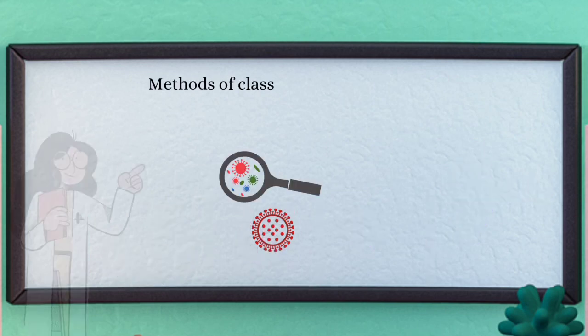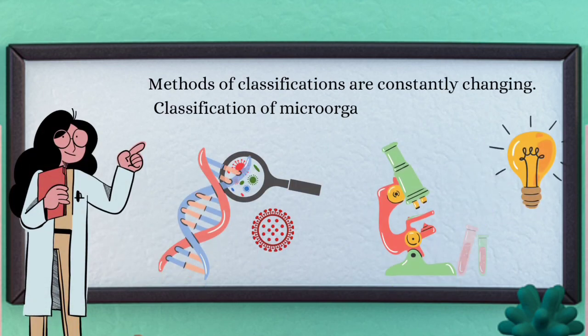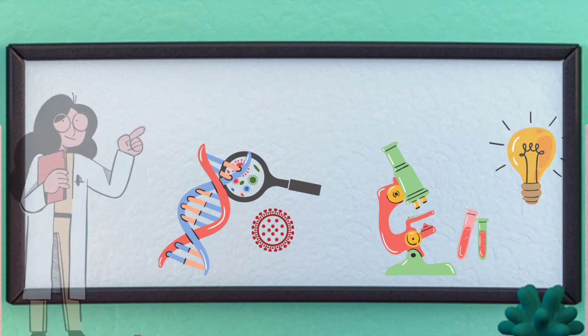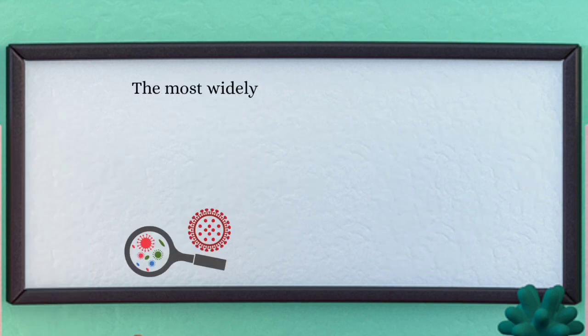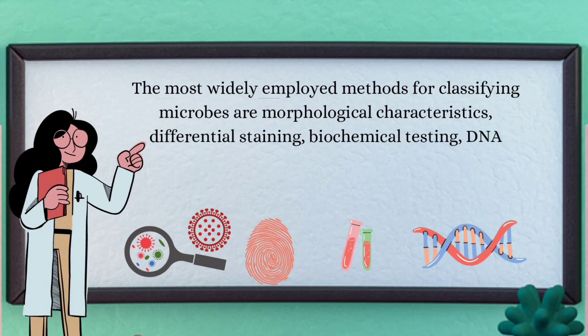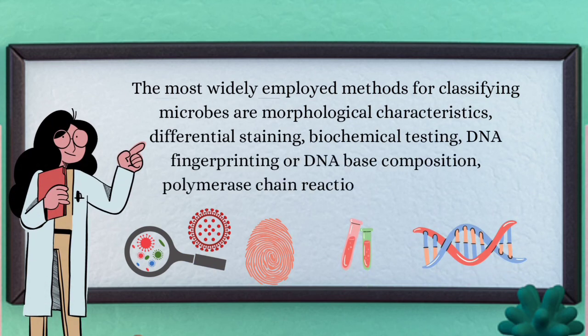Methods of classification are constantly changing. Classification of microorganisms has been largely aided by studies of fossils and recently by DNA sequencing. More importantly, the most widely employed methods for classifying microbes are morphological characteristics, differential staining, biochemical testing, DNA fingerprinting or DNA-based composition, polymerase chain reaction, and DNA chips.